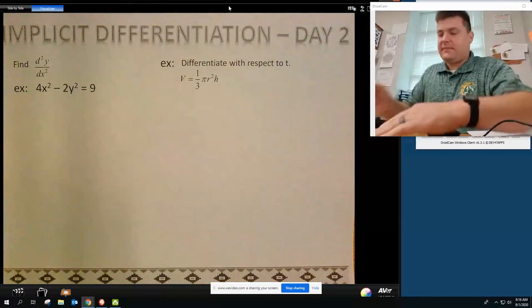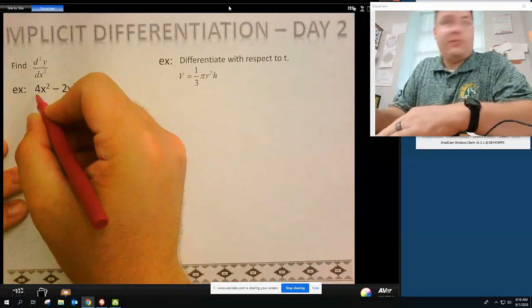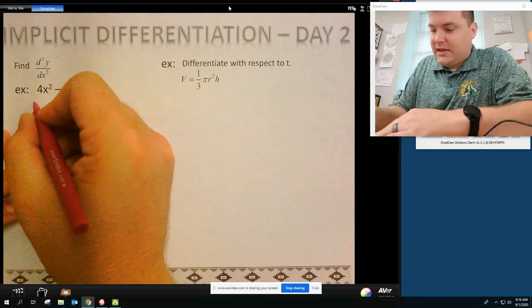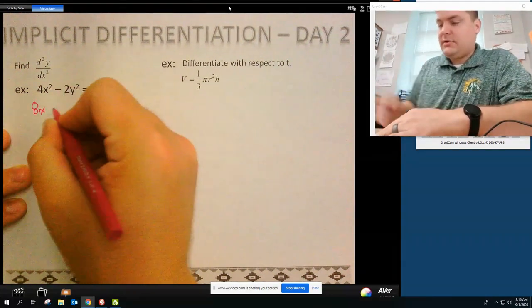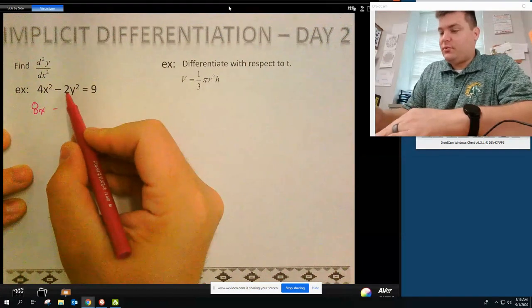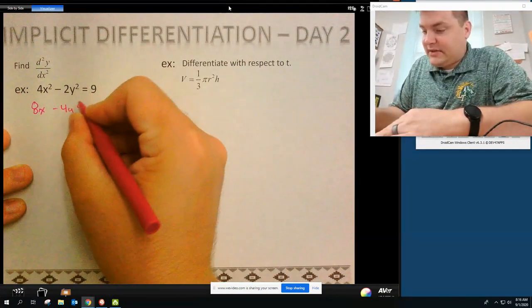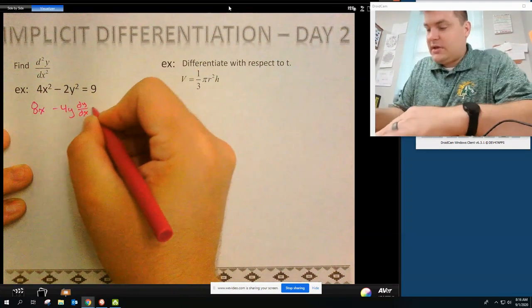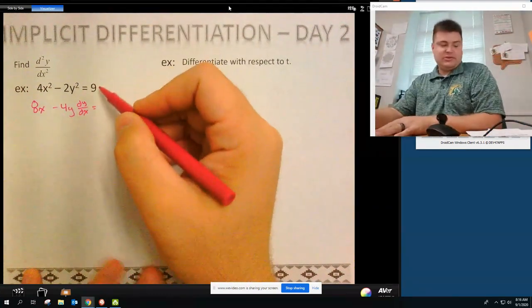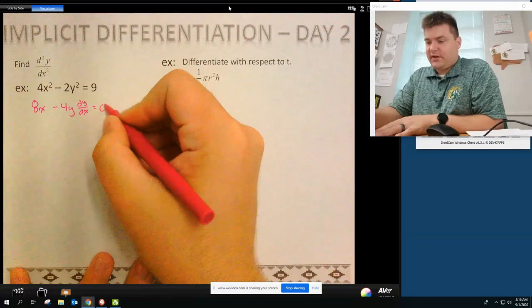So to go ahead and do that, we're going to find the derivative of 4x squared, which is just going to be 8x, minus the derivative of 2y squared with respect to x, which is going to be 4y, and then we're going to tag it dy dx, equals. A lot of people get mixed up here, but this should be a big old 0 because there's no variable there on that side with 9.